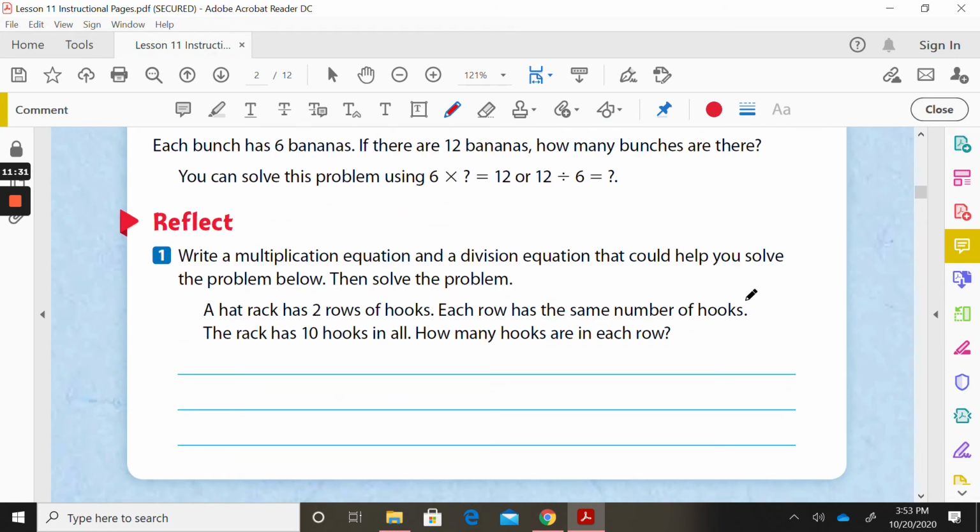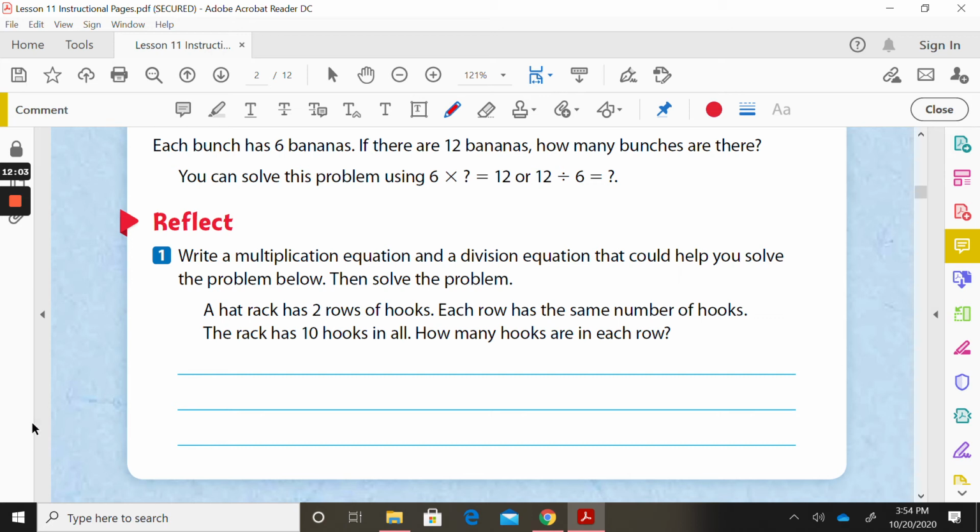So let's reflect on what we've done today. Write a multiplication and division equation that could help you solve the problem below. Then solve the problem. A hat rack has 2 rows of hooks. Each row has the same number of hooks. The rack has 10 hooks in all. How many hooks are in each row?